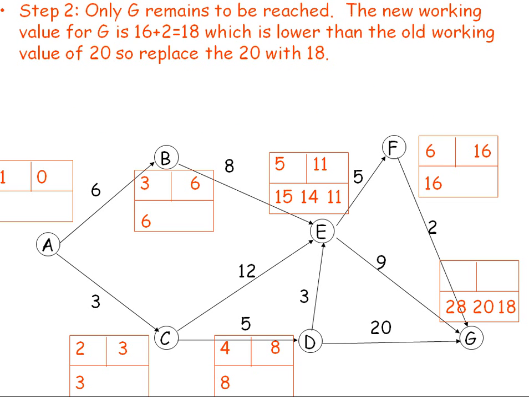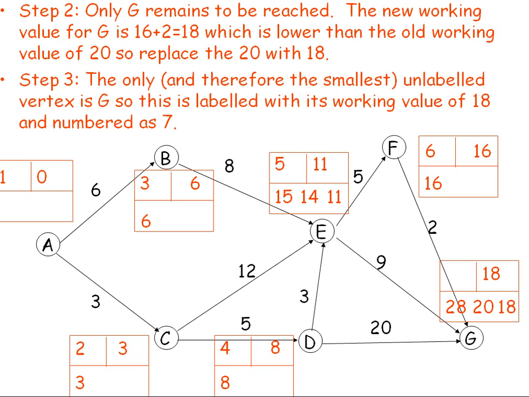Of all my nodes which are not permanently labelled, well, there's only one, G, which is the minimum. Well, it's got to be G's 18. I label G with an 18, and that is the seventh one I have labelled. Everything is now made permanent. I now know that the shortest route from A to G is a route of length 18.